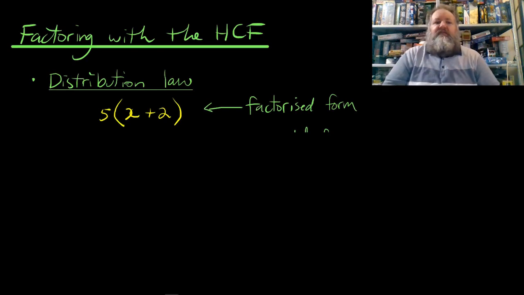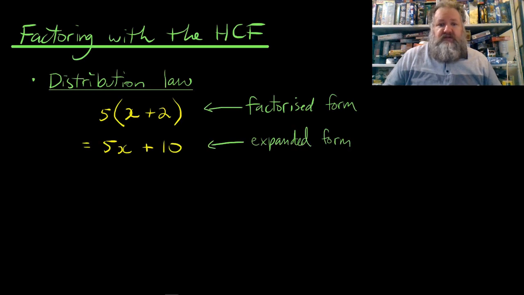Now, because of the distributive law, we can multiply what's inside the brackets by what's outside of the brackets. And we end up with what's known as the expanded form. And we've done a fair bit of this using the distributive law.